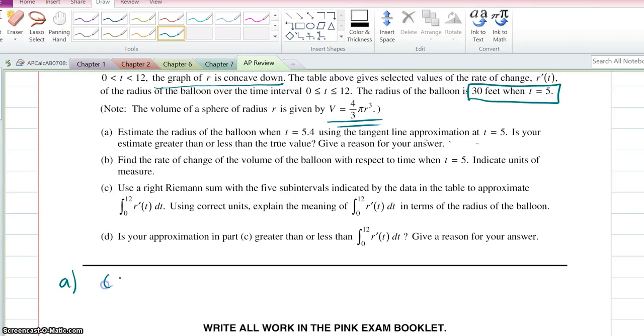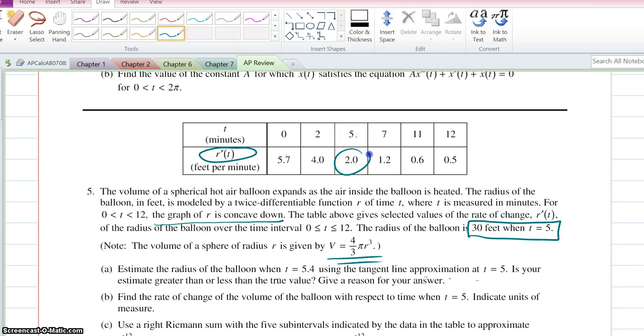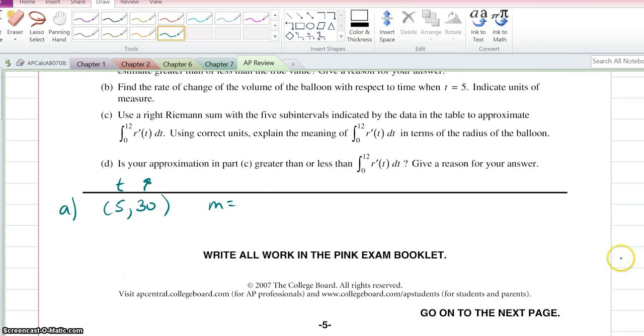So we have the point. When time is 5, the radius is 30. That was that information they gave us up here. Remember, this is t and this is r. The slope is given to us in the table. If you go back to the table and look at time equals 5, our slope is 2 because that's our derivative. So we have our slope is 2, write your equation. So r minus 30 is equal to our slope times t minus 5. Just make sure you're using t's and r's instead of x's and y's. Add the 30 over, we get r of t is equal to 2 times t minus 5 plus 30.